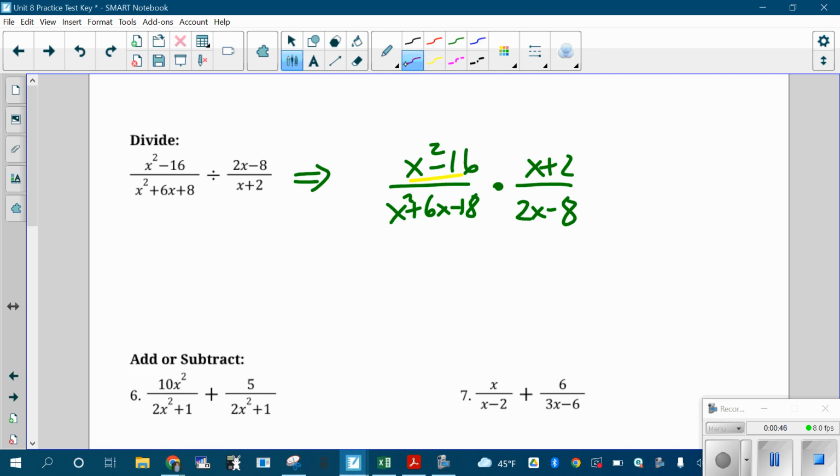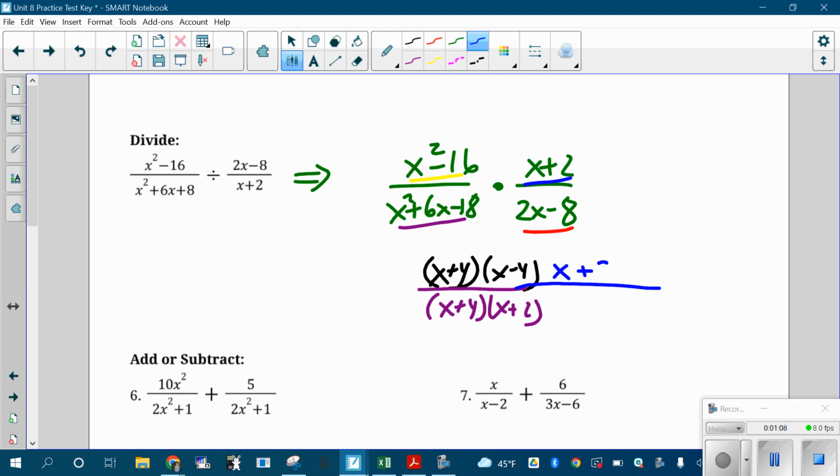I got 4 different parts to try and factor. I'm going to factor each of the 4 different parts. X squared minus 16, x plus 4, x minus 4. X squared plus 6x plus 8, x plus 4, x plus 2. The blue part doesn't factor, pushing it all together to be one fraction now. The red part, I can take a GCF of 2 out, and I'm left with x minus 4. Got all the parts factored.